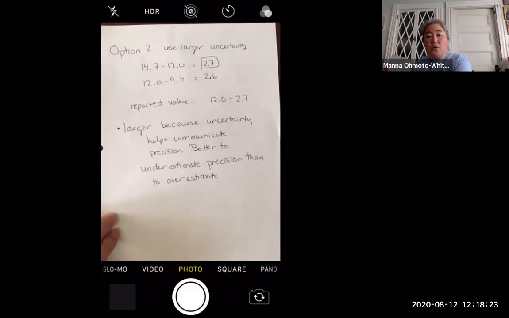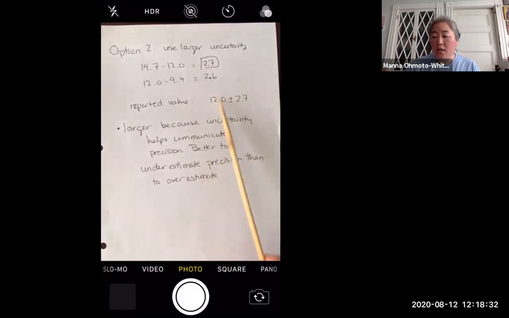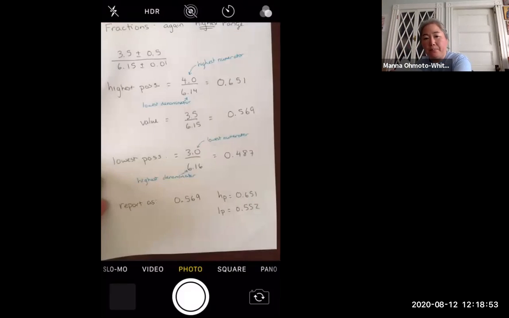Option 2 is to use the larger uncertainty. So 2.7 is the larger uncertainty, since 14.7 is farther away from 12 than 9.4 is, and you report that as your value 12.0 plus or minus 2.7. We use the larger uncertainty because we want to better communicate the actual precision, and it's better to underestimate the precision than to overestimate. If you overestimate how precise your equipment is, you might not land on Mars, you might whiz past it.